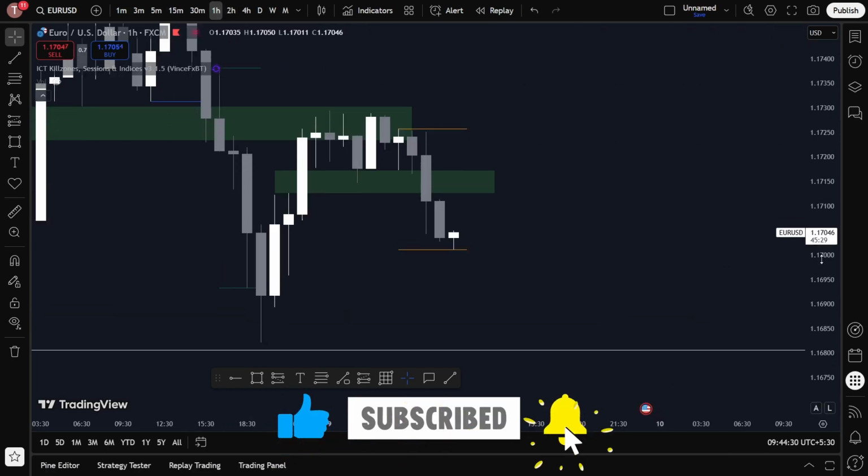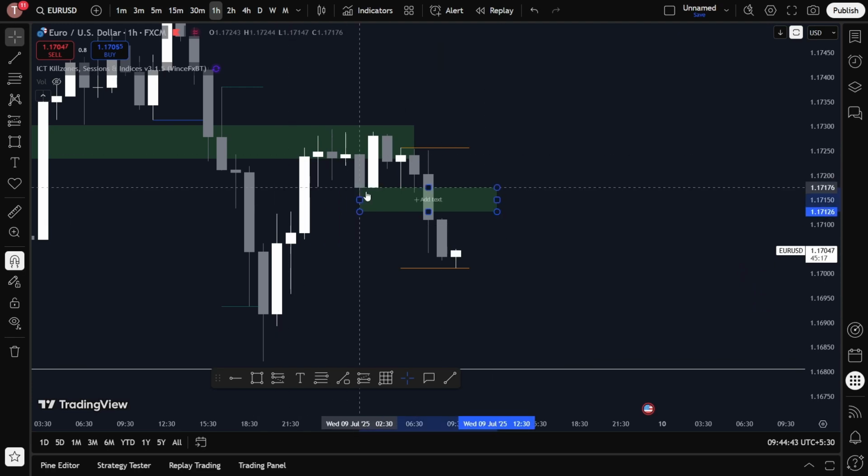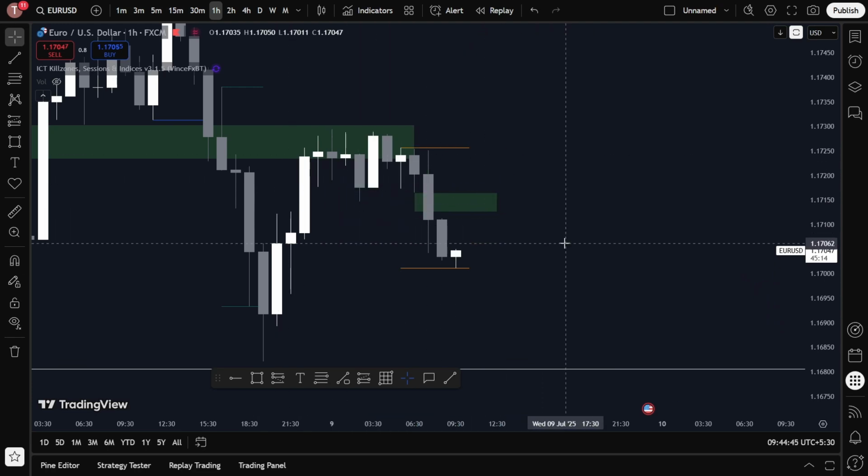As we move into the 1 hour, what we see is that there was similar FVG structure over here, and the price disrespected it, making one FVG over here, which gives us this area or the zone for the entry into the market. So let's move to the 30 minutes.